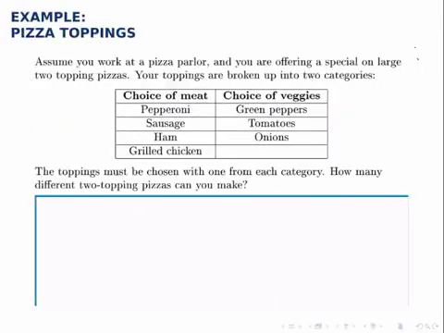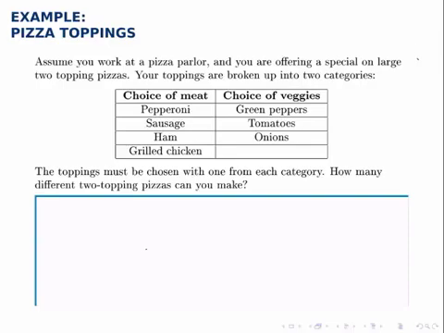Assume you work at a pizza parlor and you're offering a special on large two-topping pizzas. Your toppings are broken into two categories, meat and veggies. The toppings must be chosen with one from each category. In other words, they have to choose a meat and a veggie. How many different two-topping pizzas can you make under this restriction?